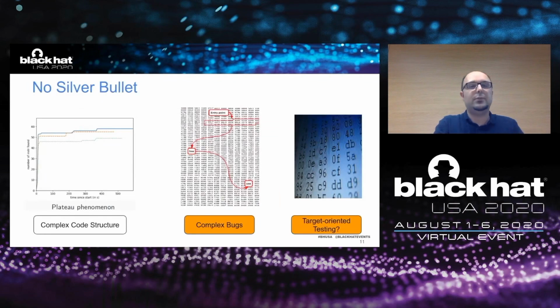Obviously, fuzzing is not a silver bullet, so it can have a hard time covering very complex conditions or going very deep inside the code. It has a hard time with complex bugs like use after free. We will discuss that after. And it may also have a hard time doing some target-oriented testing, where the goal is to cover some specific part of the code.